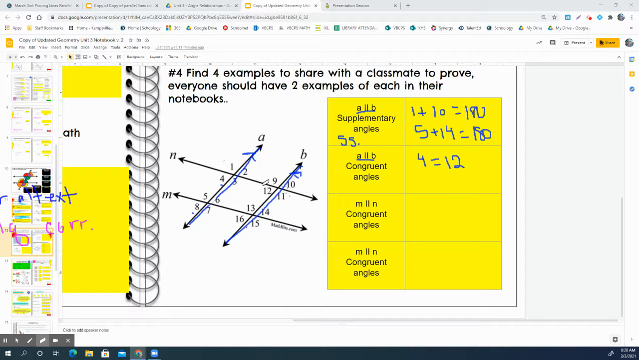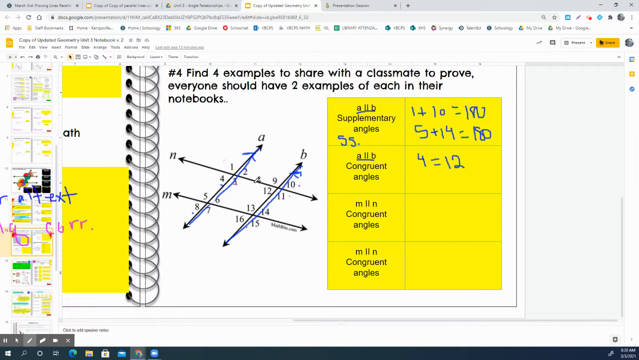3 and 11, 2 and 10, absolutely. What else we got? 1 and 5, 100%. So 2 equals 10, 3 equals 11, 3 and 7. 3 and 7 are going to prove N and M parallel because 3 is here and 7 is here. It's traveling on A.